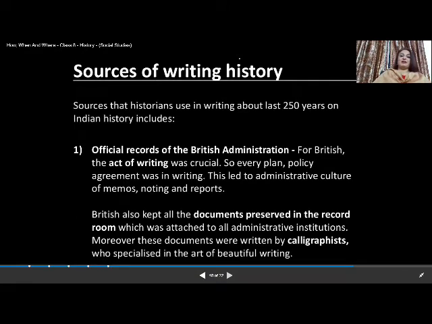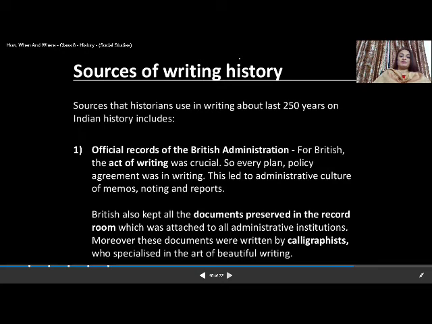Now, sources of writing history. Have you ever thought about how history has been written? If you go to a museum, you see how things are kept and how the scripts and manuscripts are there. What are manuscripts? Let's see here. Official records of the British administration.